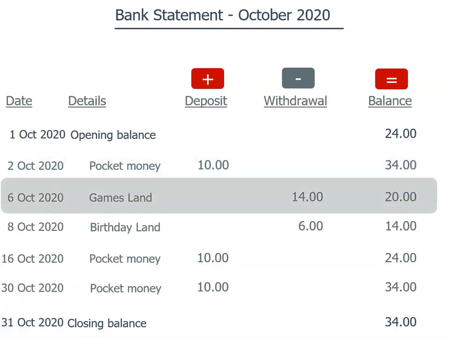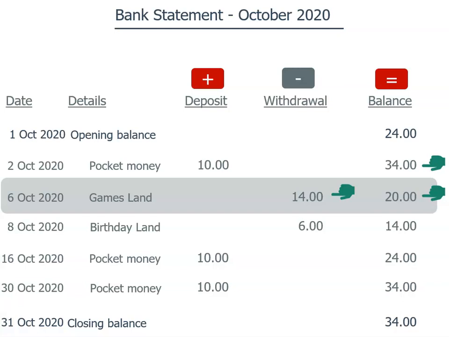Then on the 6th of October, you went shopping and you spent $14 at Gamesland. Now, you spent money, you withdrew money from your bank account, so that means the balance went down. So we need to subtract $14. Now, we subtract it from the balance the day before or the entry before. There was $34, we subtract $14, and that leaves a new balance of $20.